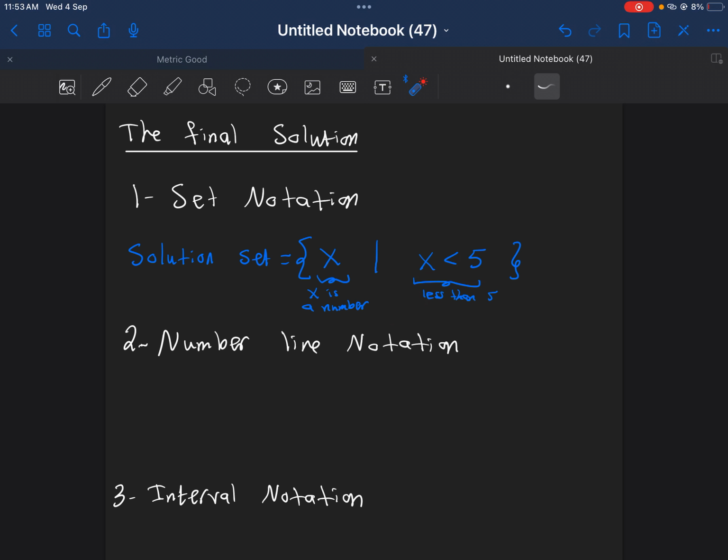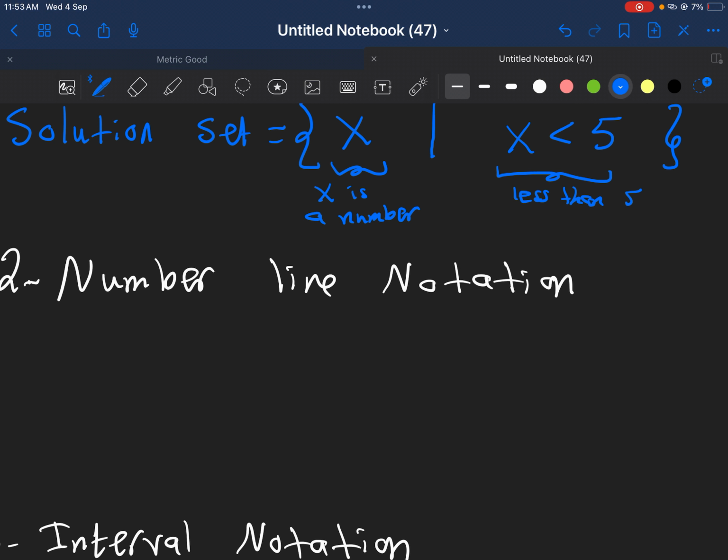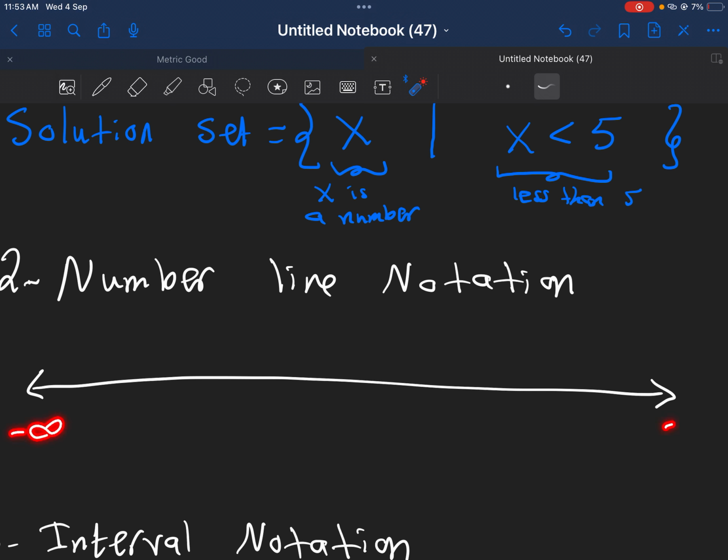Now, the number line notation, which is very important. How will we do it? We will draw the number line. Of course, this side is negative infinity, this side is infinity. Now, where is 5? This is 5. We write 5 here. Now, we ask ourselves, which side is the one that is less than 5? Of course, it will be the left side. Everything here is less than 5. So we will shade this side.